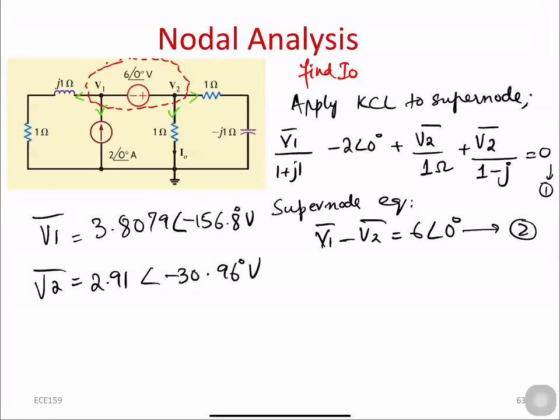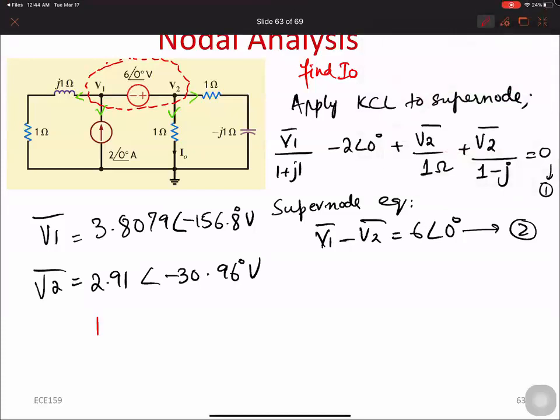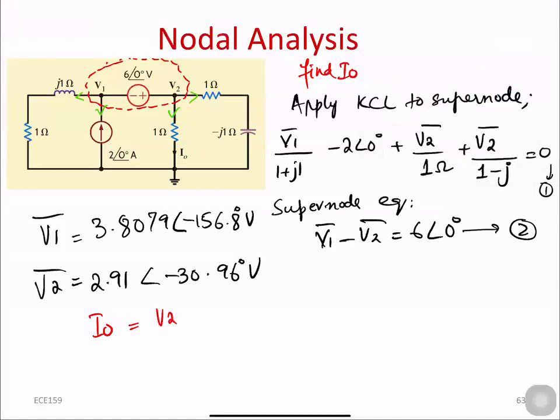And now what is our goal? We need to find out I naught. Where is I naught? I naught is simply V2 divided by 1 ohm. I naught is simply here, V2 divided by 1 in this branch. So I naught equals V2 divided by 1 ohm, which is equal to 2.91 amperes.